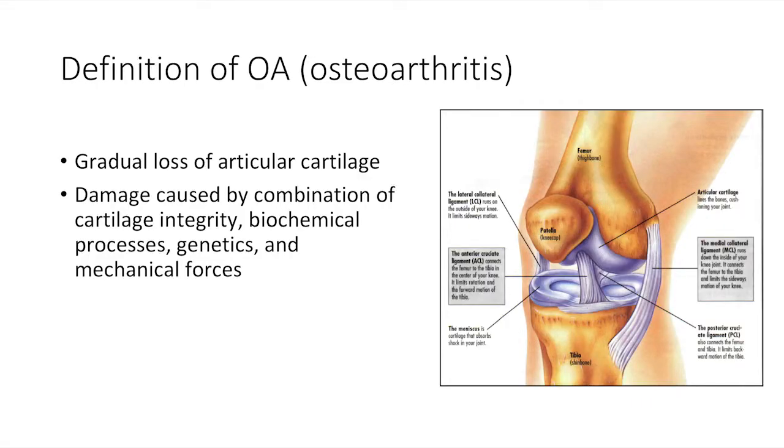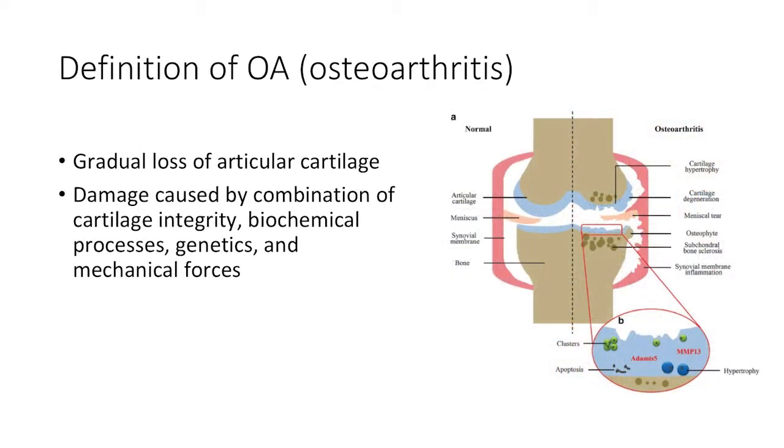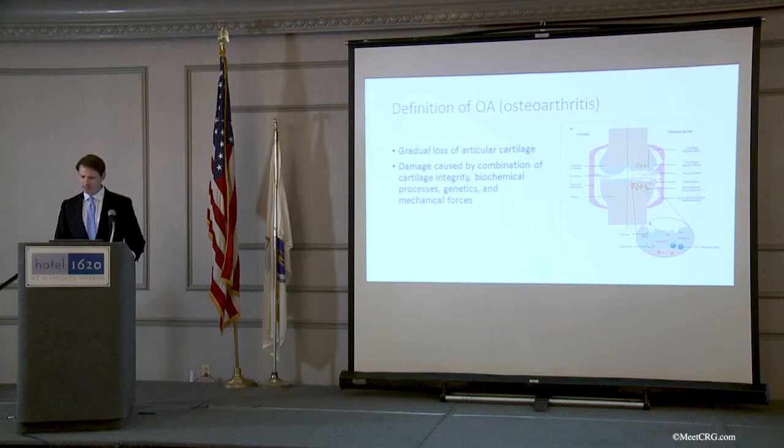So definition of arthritis, simply it's the loss of articular cartilage, which is a smooth lubricating surface of the joint. This is by a combination of losing the cartilage integrity over time, biochemical processes, genetics, and then the mechanical forces on the joint. So you normally have a very smooth articular surface. This becomes eroded, exposing the bone. There's bone spurs that form, and this can also lead to cysts and hardening of the bone, tears in the meniscus, and this is really mediated by a biochemical process, certain chemicals that we'll get to at the end that are future targets of intervention.